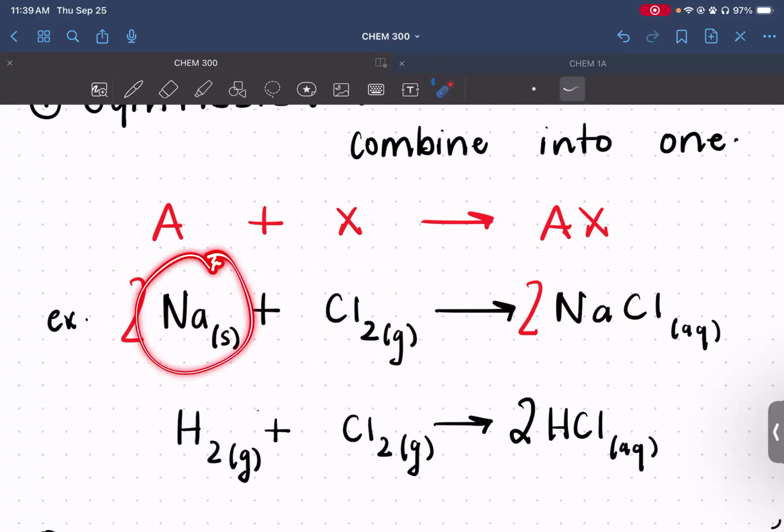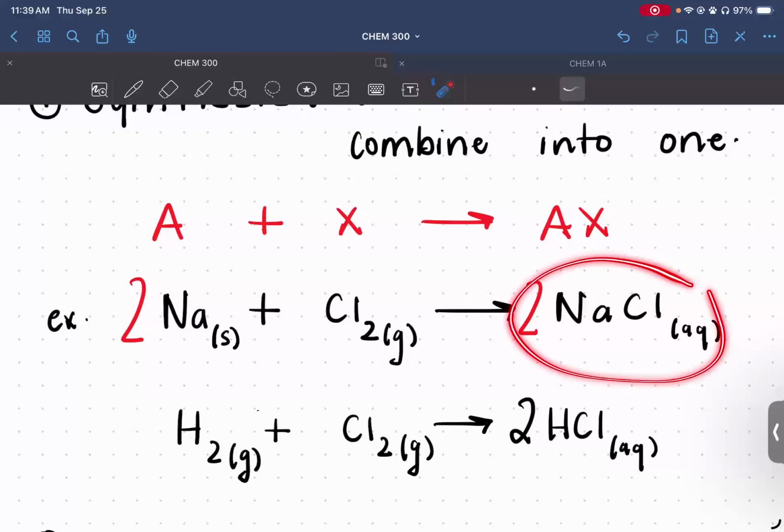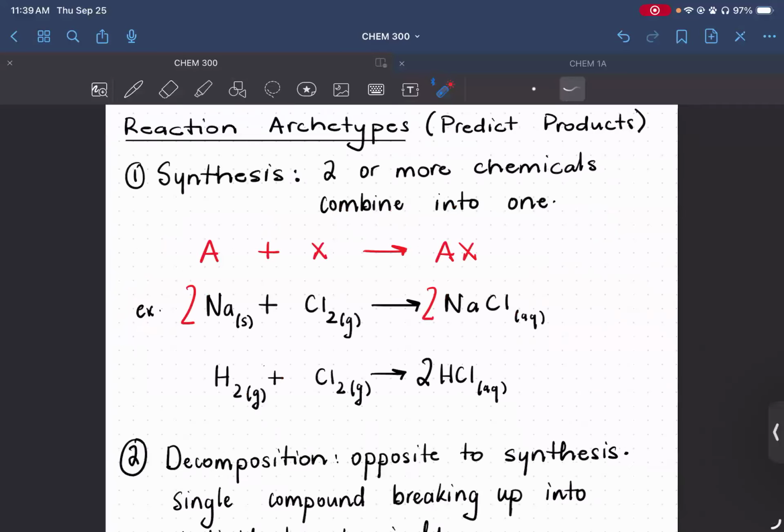Sodium by itself is an element, so you have to refer to the periodic table. It's a group 1 metal, so it's solid. Cl2 is a diatomic element, so it's a gas. And we just talked about how sodium chloride is aqueous.